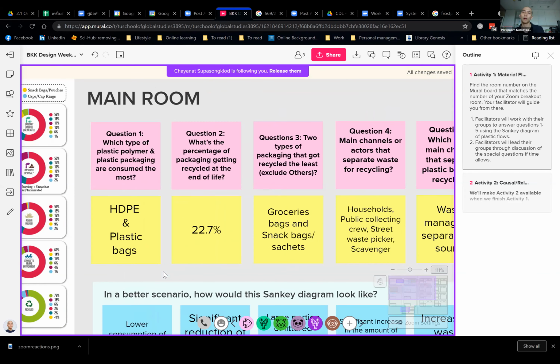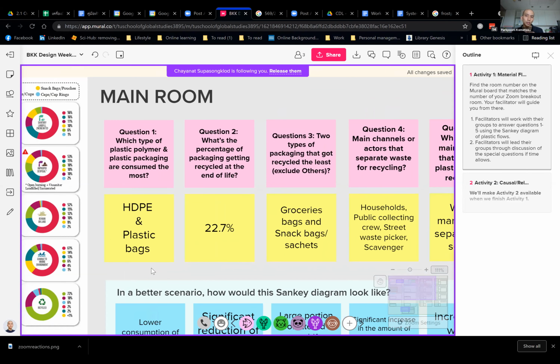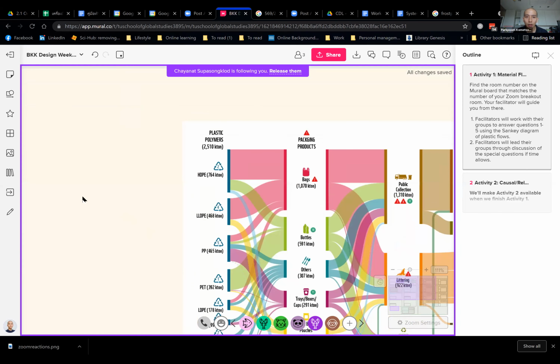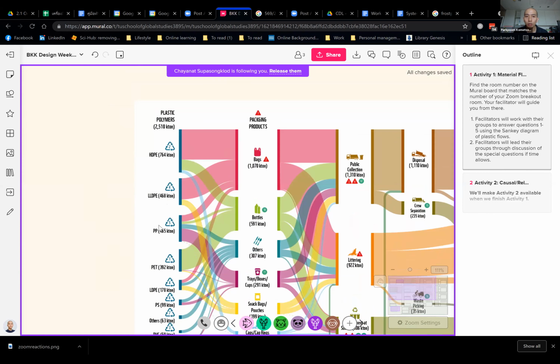I hope that you all got it correct, because for the 5 questions, all the answers can be found in the diagrams. The first question is, which type of plastic polymer or plastic packaging is consumed the most? The answer here is HDPE and plastic bags. The diagram is quite organized, so the highest consumption usually goes at the top. HDPE is the polymer consumed the most, and bags are the type of packaging consumed the most in Thailand.